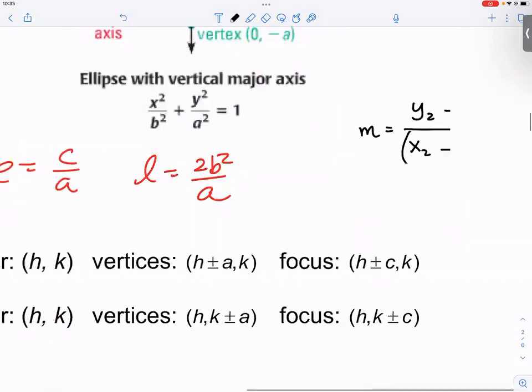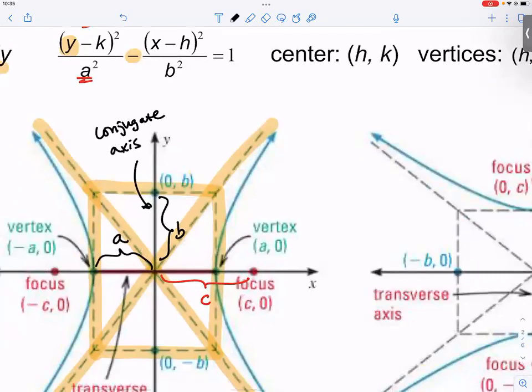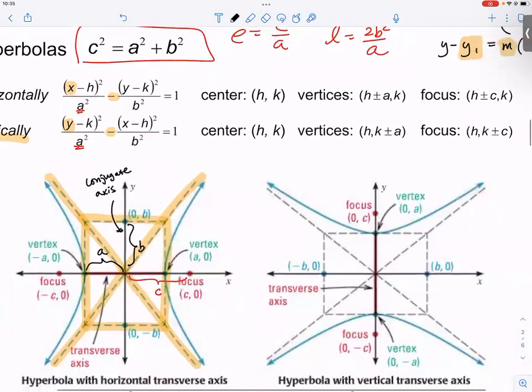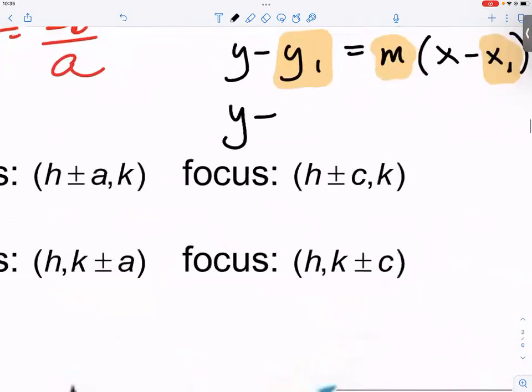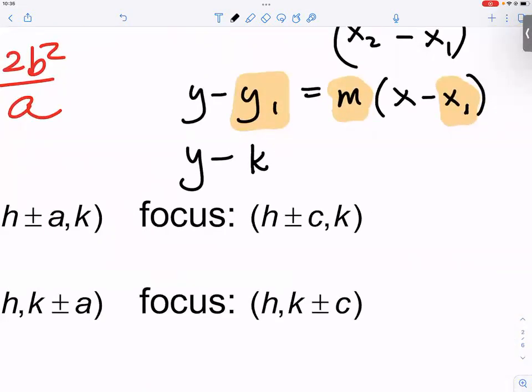Well, if you look at the asymptotes, they always pass through a point. What is that point? They both pass through. For these two asymptotes, they both pass through the center. So instead of saying y1, we'll say y minus k, the k value of the center. Now we'll take care of the slope in a moment. And then we have x minus h.